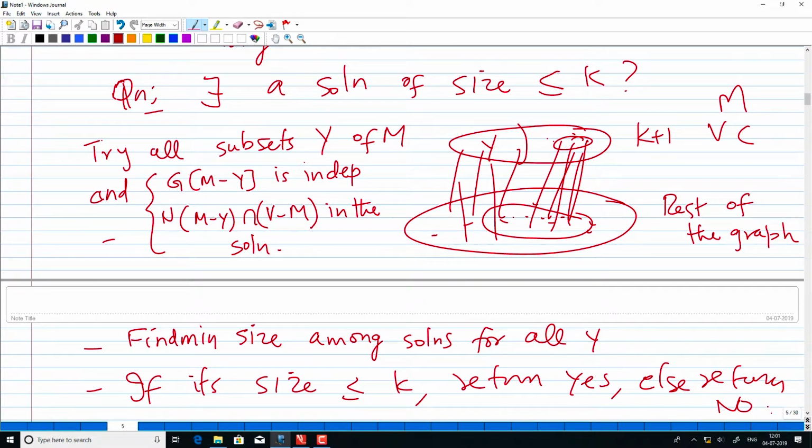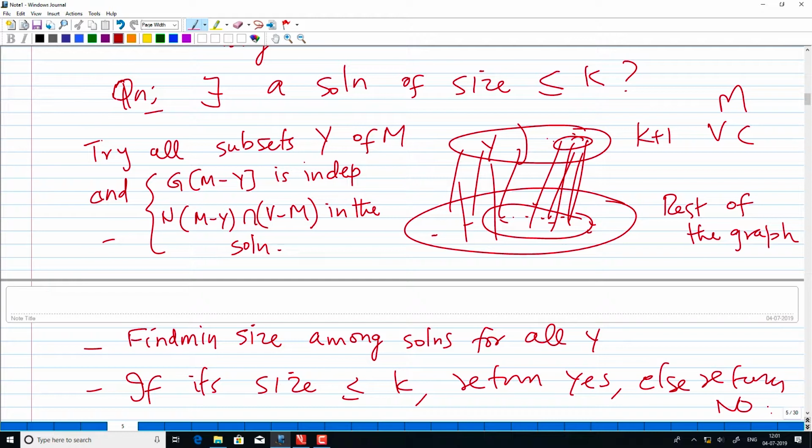How do I get the k plus 1 size solution? Is that the question? That is given, yes. Which is why, when I say guess, I am using the word guess to say this y, the intersection of my solution with M.